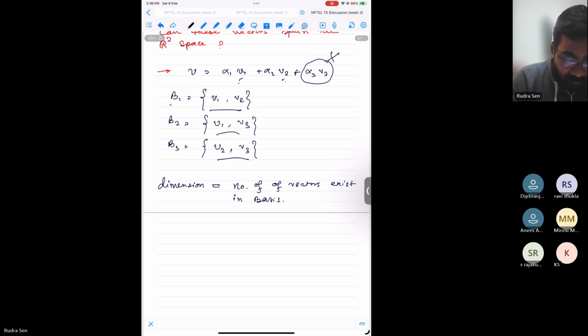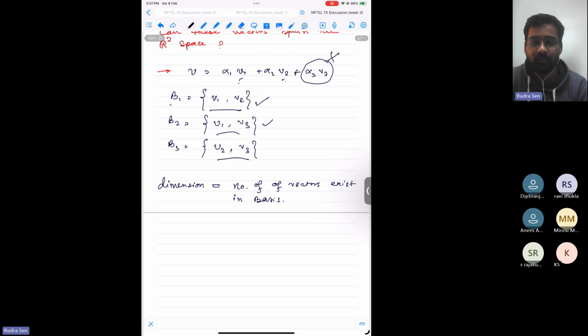So in this case, the bases are not unique, but the dimension is unique in both cases, right? It has to be. In B1 we choose different independent vectors, but there are only two vectors. In B2 there are only two vectors. In B3 there are only two linearly independent vectors. That means the dimension of the system is 2.